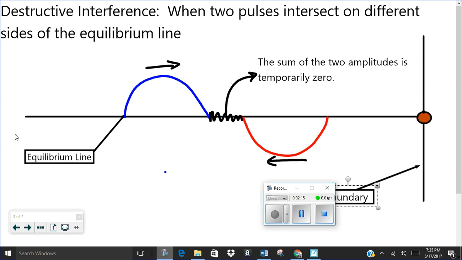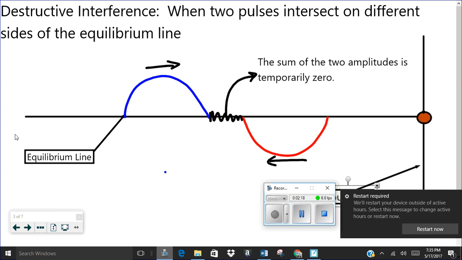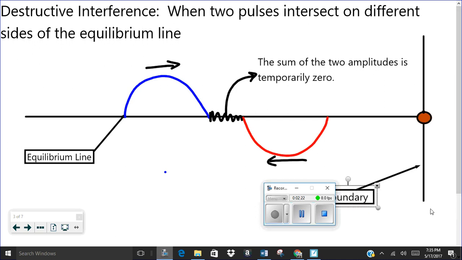Really important to note here that waves don't start and stop as they are traveling down the length of a medium. They will pass right through each other because waves, remember, transfer energy and not particles.